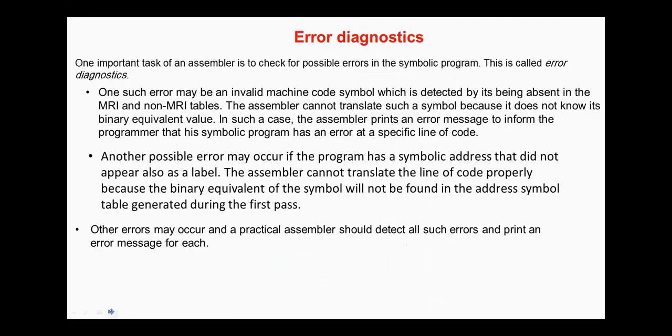One important task of an assembler is to check for possible errors in the symbolic program. This is called error diagnostics. One such error may be an invalid machine code symbol, which is detected by not having it in the tables. Another possible error may occur if the program has a symbolic address that did not appear also as a label. In this case, the assembler cannot translate this line of code. In case of errors, the assembler should report and print an error message for each.